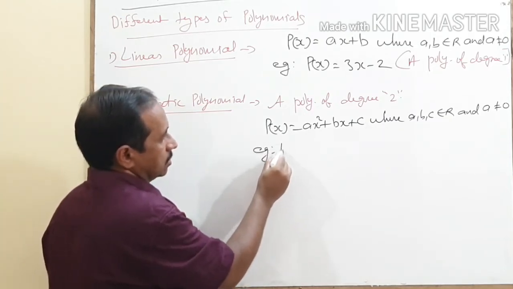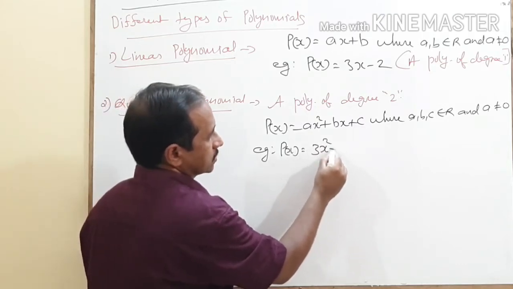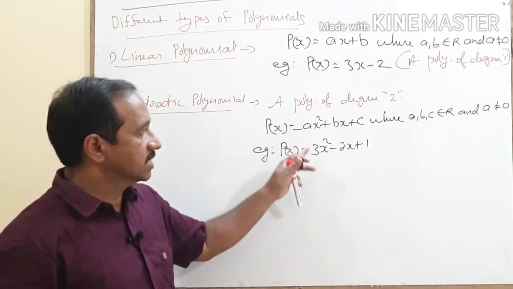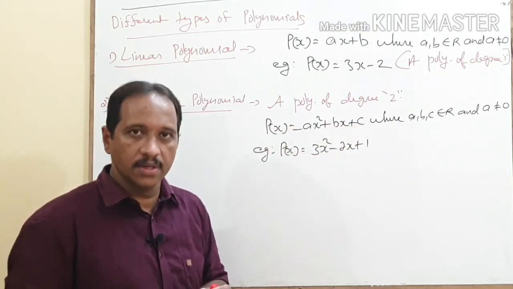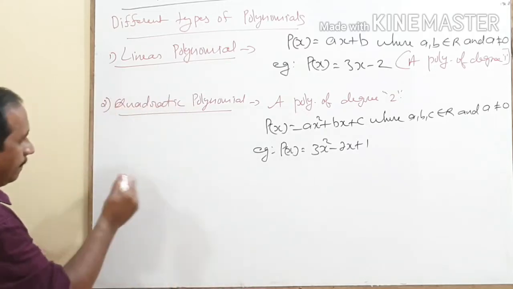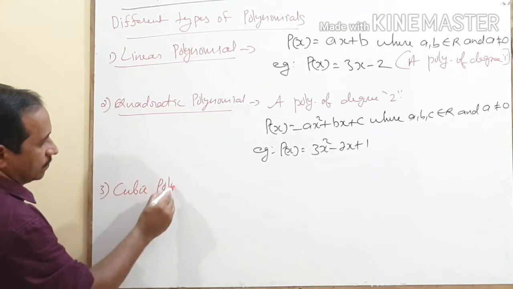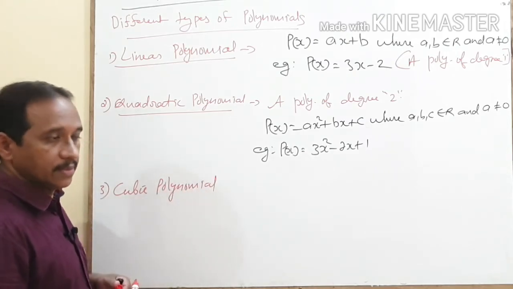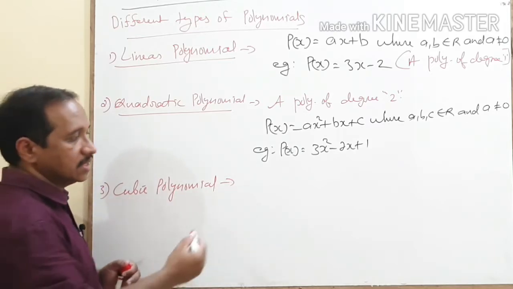Example, p of x is equal to 3x square minus 2x plus 1. Here a is equal to 3, b is equal to minus 2 and c is equal to 1. The third one is a cubic polynomial. A cubic polynomial is a polynomial whose degree is 3.